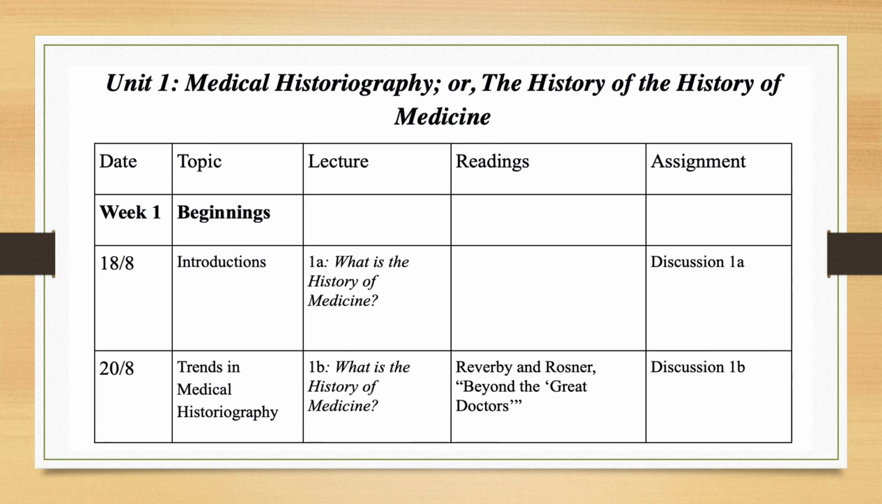Okay, so now to be more specific about it and give you a sense of how the lectures and the discussions are related to each other and how one thing flows to the next. So here, if you look at the course schedule, this is just the first week of our class together, and it lists the topic, the lectures, the readings, and the assignments. And this is basically what a typical week in history of medicine looks like in the course schedule.